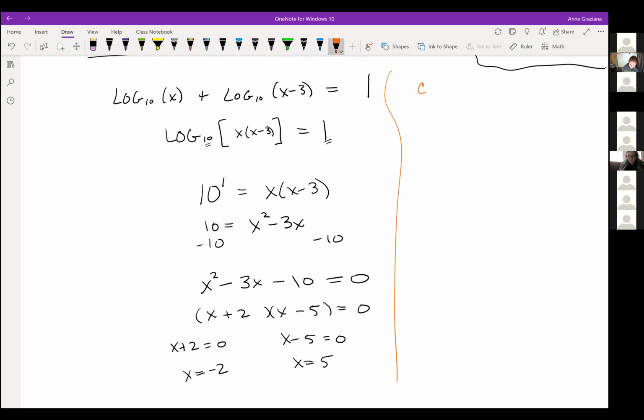I'm going to do it on the side here. So let's take x equal to -2. I'm going to plug it into my log equation. You always go back to the original.